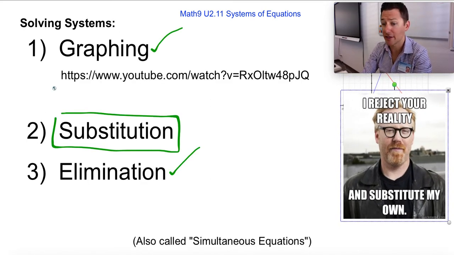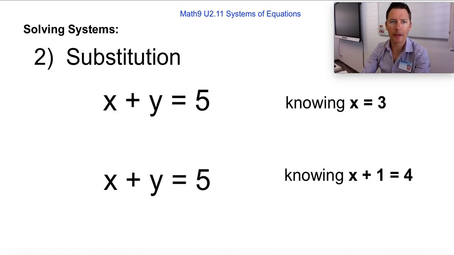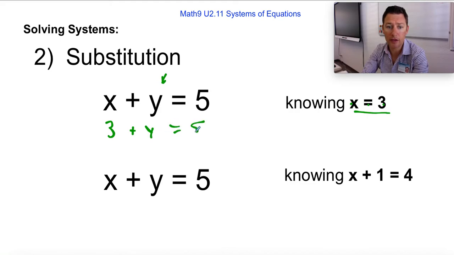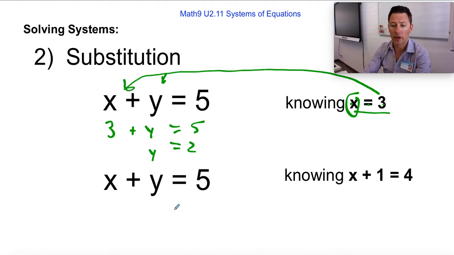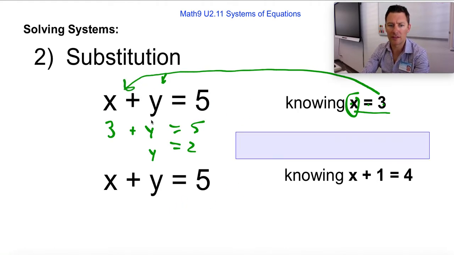I reject your reality and substitute my own. Here's the basis of substitution. I want to solve for y, knowing that x is 3. Well, if x is 3, substitute 3 in, right? x is the same thing as 3. So put 3 in for x. Add y to it, you get 5, and then you can solve. Subtract 3, and y is 2, right? No big deal. Substitution means take something, this is called x, and substitute in its other name. Okay, so great. That's not too bad.